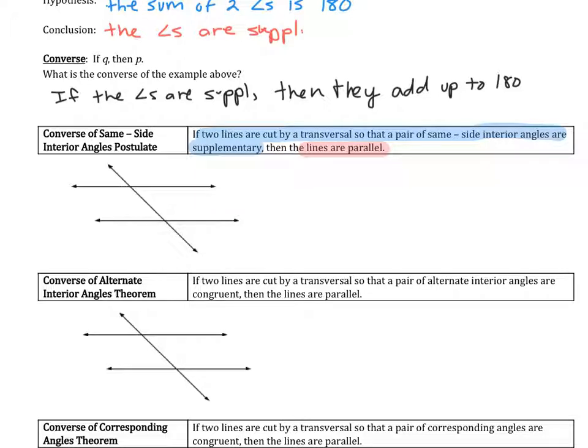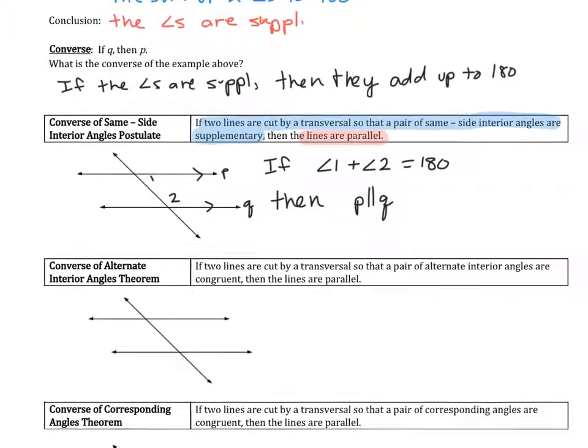This is essentially saying, let's say I call this angle 1 and I call this angle 2. If we can show that angle 1 plus angle 2 equals 180, then, let's call them lines P and Q, we could show that line P is parallel to line Q. This is kind of the exact opposite of what we did in the previous lesson.